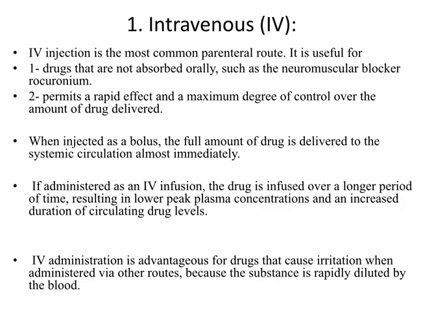Let's first go through intravenous. In intravenous, injection is the most common parenteral route. It's useful for, first, drugs that are not absorbed orally, such as the neuromuscular blocker, for example, rocuronium, and permits rapid effect and maximum degree of control over the amounts of drug delivered when injected as a bolus.